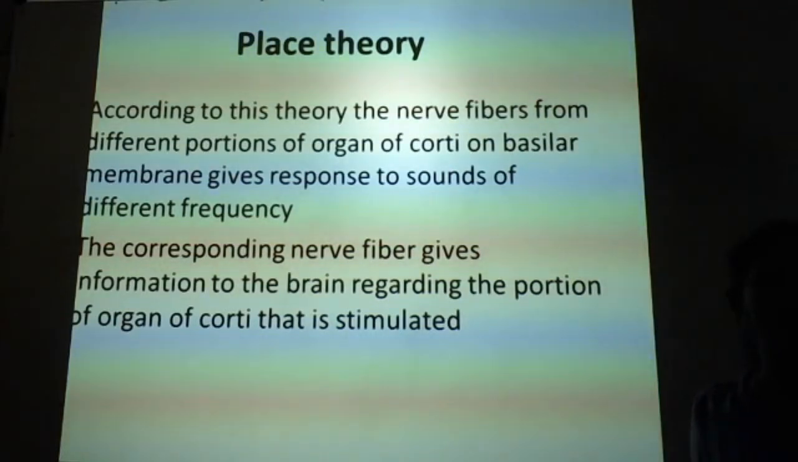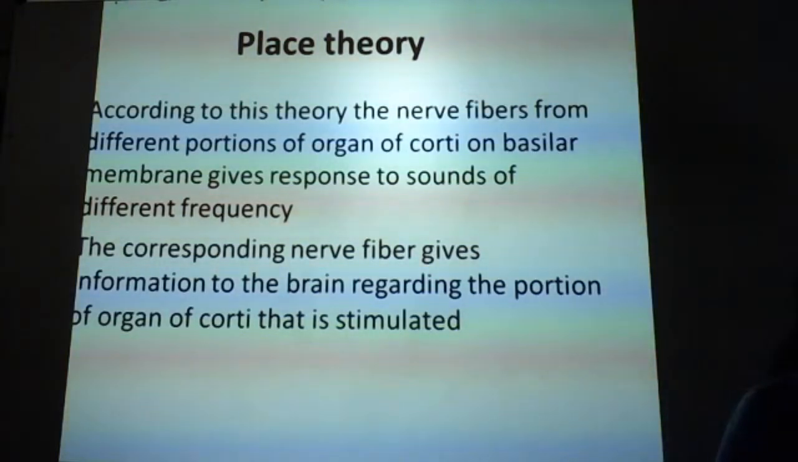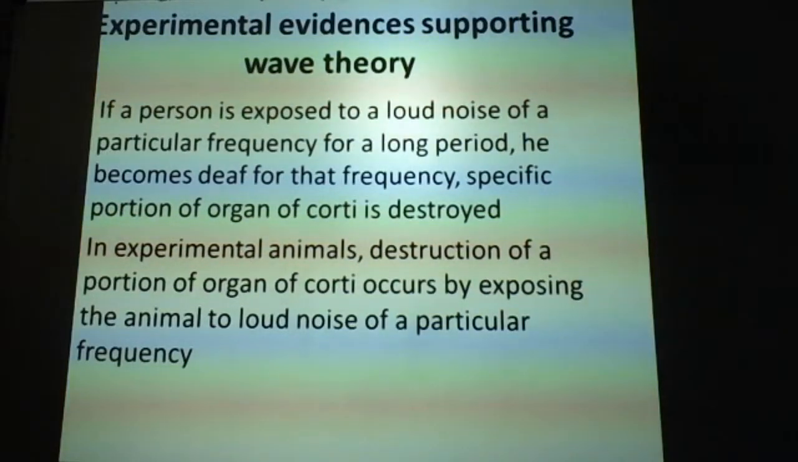So the corresponding nerve fibers give information to the brain regarding the portion of the organ of Corti which is stimulated. So whichever portion of the organ of Corti is stimulated, only that portion of the sound can be heard in the brain. That portion carries information to the brain. This was also supported by experimental evidence. Like if a person is exposed to a loud noise of one particular frequency for a long period, he becomes deaf for that frequency.